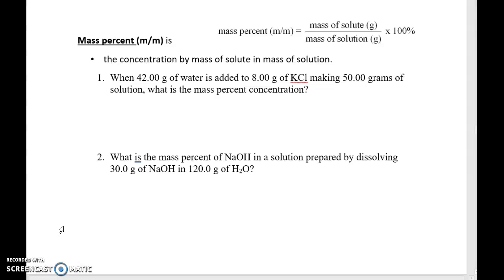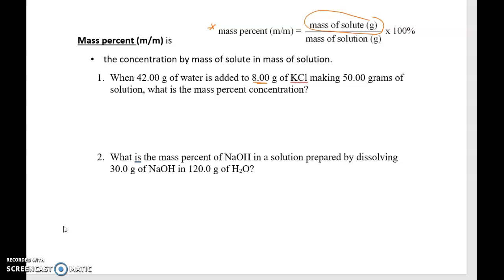The first one we're going to look at is mass percent. Mass percent is the mass of the solute divided by the mass of the solution times 100%. So let's look at a couple of problems. If we have 42 grams of water added to 8 grams of potassium chloride, making 50 grams of solution, what is the mass percent concentration? So we need the mass of the solute.